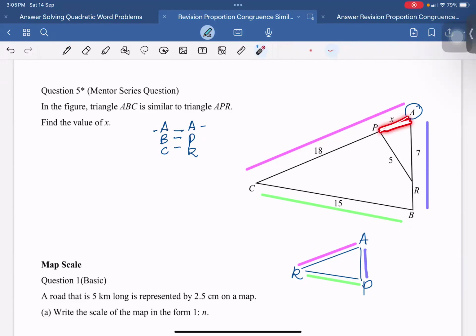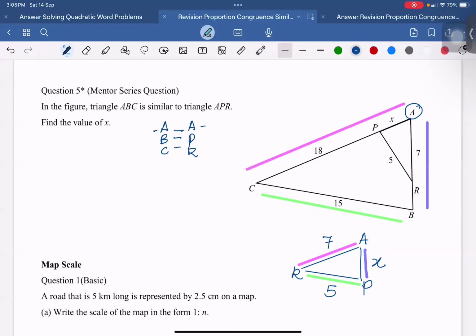PA is X. AR is 7. So A to R is 7. And PR is 5. PR is 5.